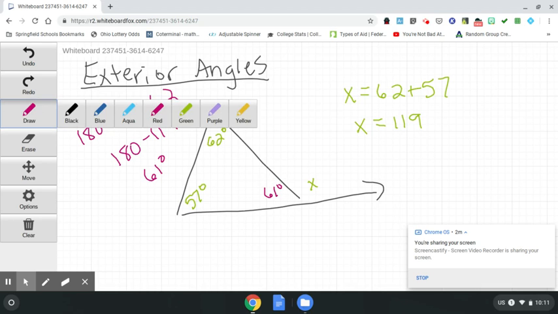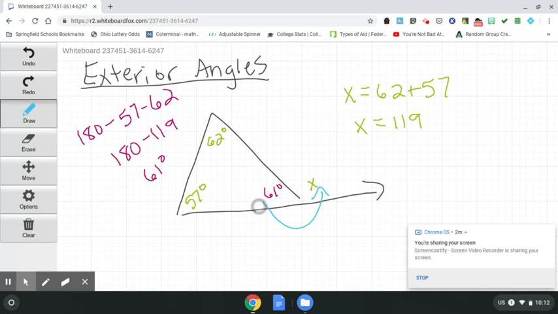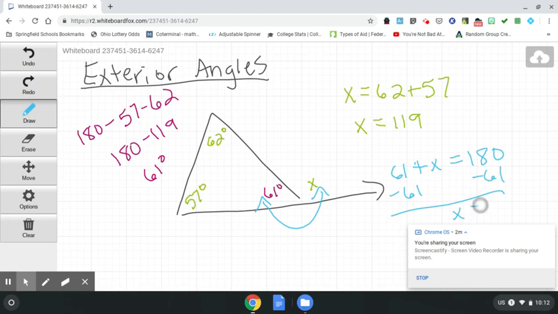And then we can use the fact that these two create a linear pair, and linear pairs we know are supplementary, so they add up to 180. So we could also say 61 plus x equals 180, and when we subtract 61 over, it confirms our answer that x is equal to 119 degrees. One technique's a little bit shorter, one takes a little bit more time, but either way, it gets you the same exact answer.